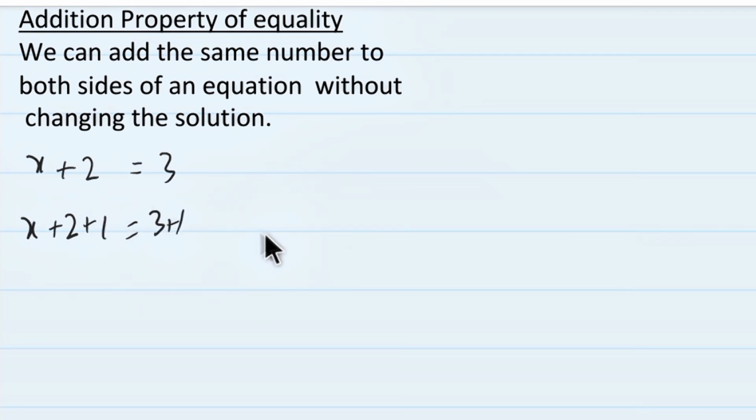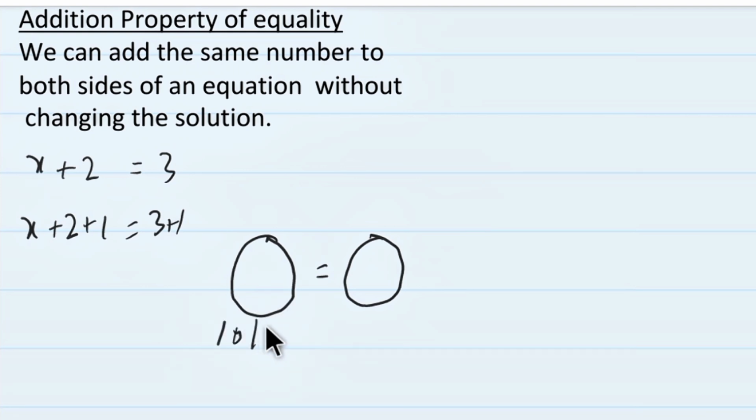Now we learn this property by an example. For example, we have two balances of equal masses. Let us suppose the left balance has a mass of 10 kg and the right balance also has a mass of 10 kg. If we add 1 kg to the left balance, the mass will increase to 11 kg. But would the mass of these two balances be the same?